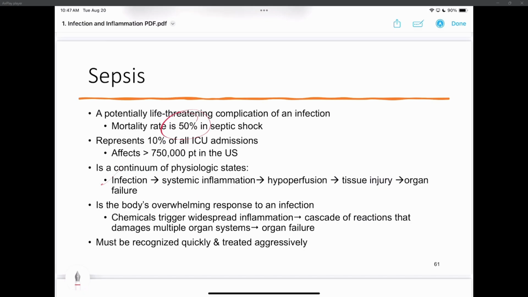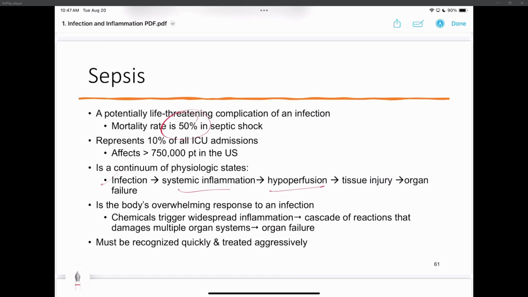What's going to happen when you have this infection? You get systemic inflammation, which is the next one down the line of severity. After you now have systemic inflammation, that means that localized infection has now spread to the body. That's why we call it systemic, because now the whole body is affected. That can lead to what's called hypoperfusion. Okay, we're not going to perfuse those end organs as well anymore.